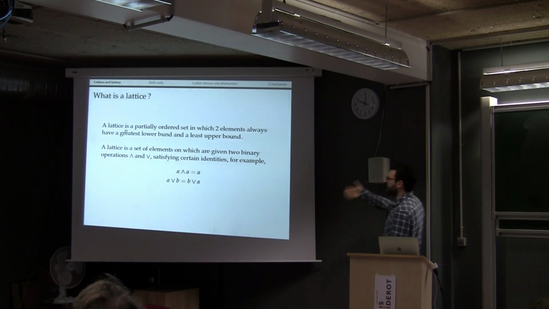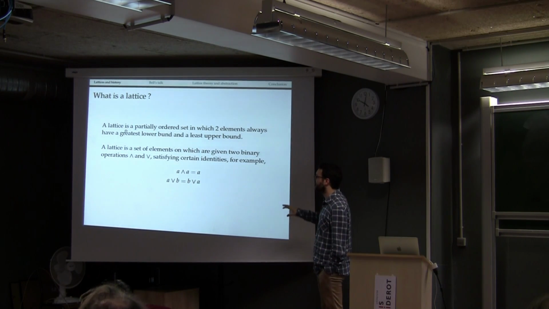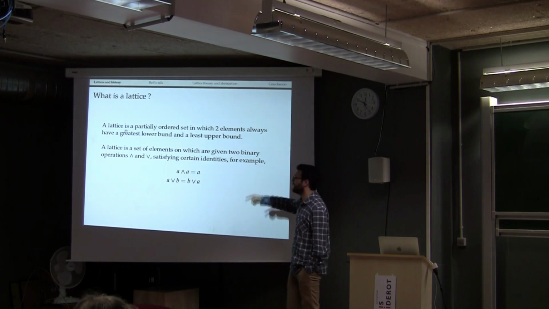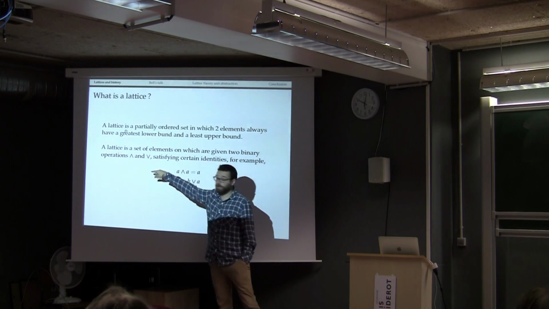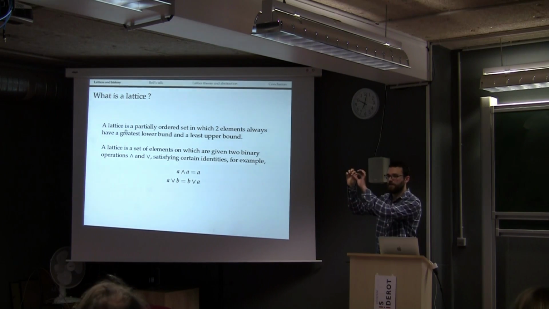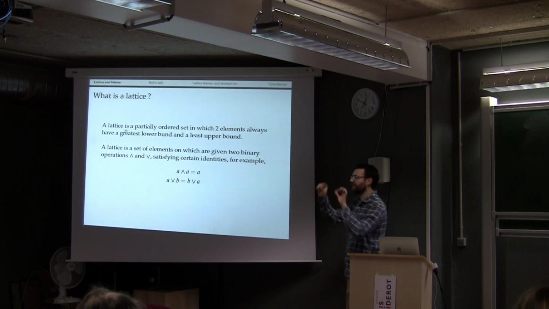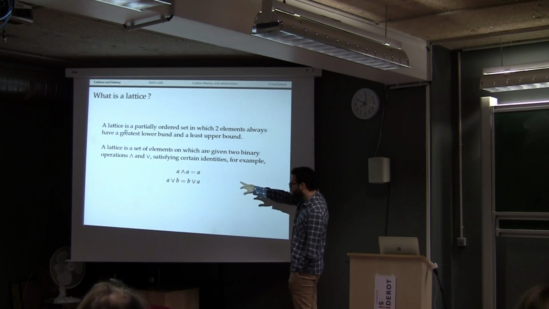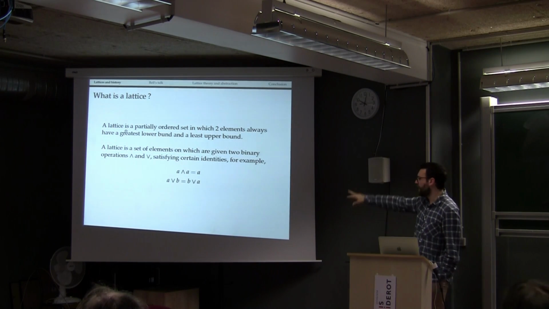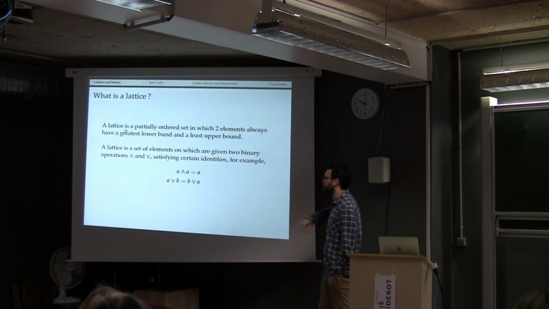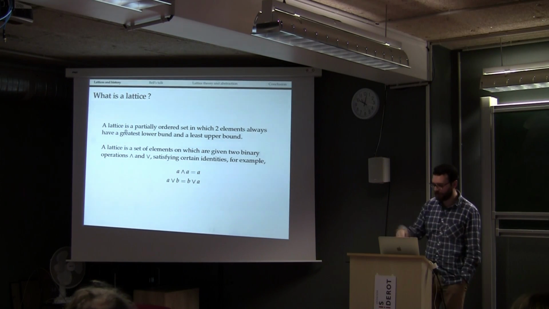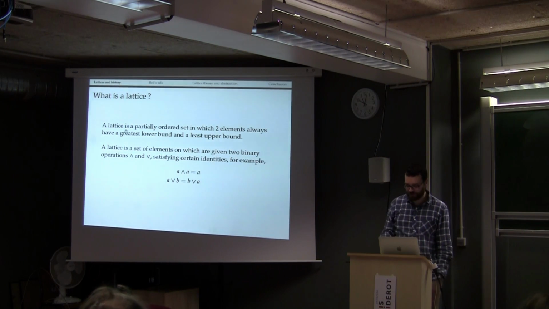There is another characterization of what a lattice is, and it's done with operations. A lattice is also a set of elements on which act two operations, which are basically just the fact of taking the greatest lower bound and the least upper bound. And these operations satisfy a certain number of identities. Here I gave just 2 examples, which are idempotency and commutativity. It's another characterization that I'm going to use very quickly, so I just put that here.